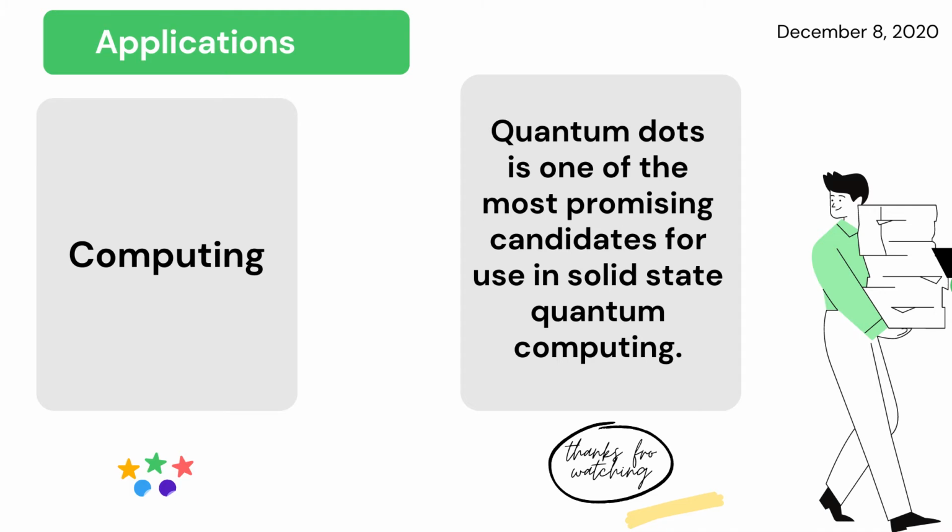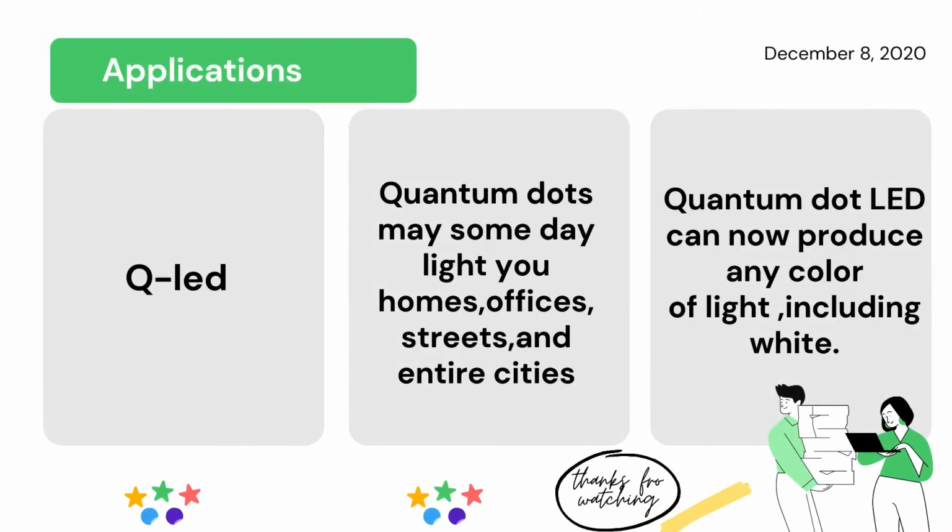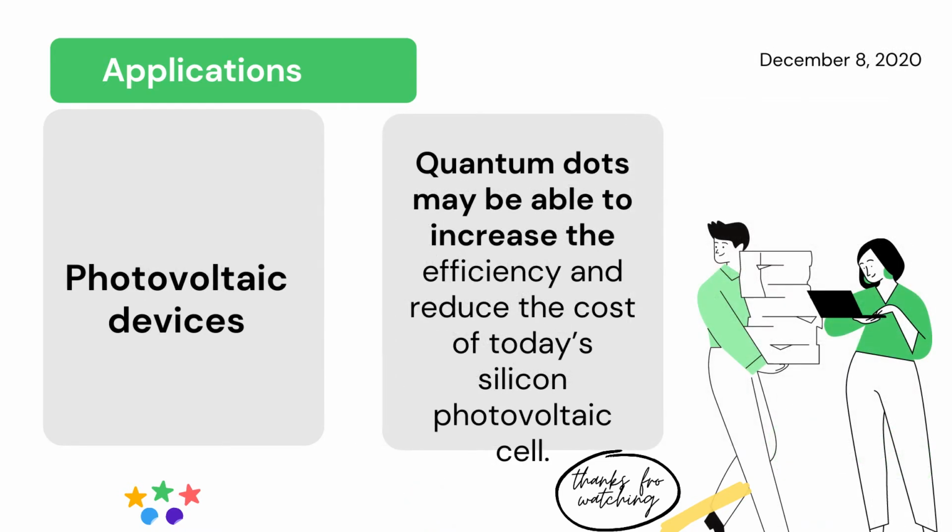Another application of quantum dots is QLED. Quantum dots may someday light your homes, offices, streets, and entire cities. Quantum dot LEDs can now produce any color of light, including white, orange, yellow, etc. Quantum dot LEDs are extremely energy efficient. They use only a few watts, while a regular incandescent lamp uses 30 or more watts for the same amount of light.